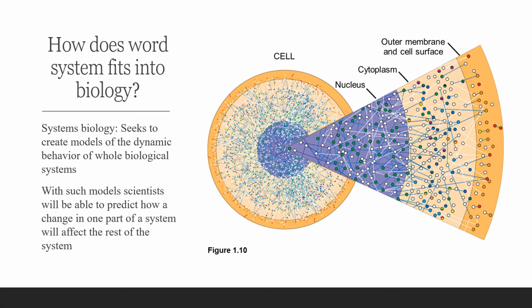How does the word system fit into bio? Systems biology seeks to create models of the dynamic behavior of whole biological systems. With such models, scientists will be able to predict how a change in one part of a system will affect the rest of the system.